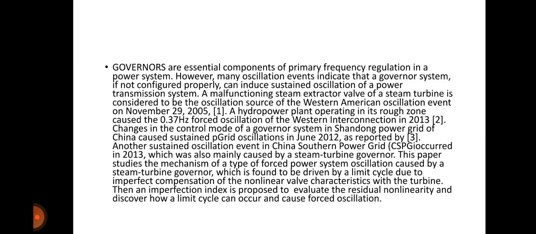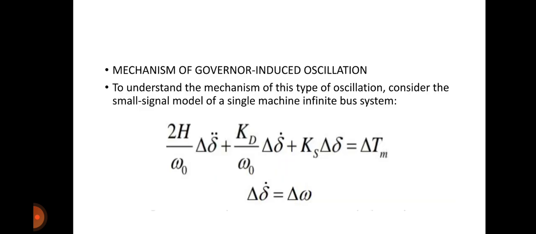Another sustained oscillation event in China Southern Power Grid was also mainly caused by a steam turbine governor. This paper studies the mechanism of a type of forced system oscillation caused by a steam turbine governor, which is found to be driven by a limit cycle due to imperfect compensation of the nonlinear valve characteristics within the turbine. Then an imperfection index is proposed to evaluate the residual nonlinearity and discover how a limit cycle can occur and cause forced oscillation. So here is the mechanism of governor induced oscillation.